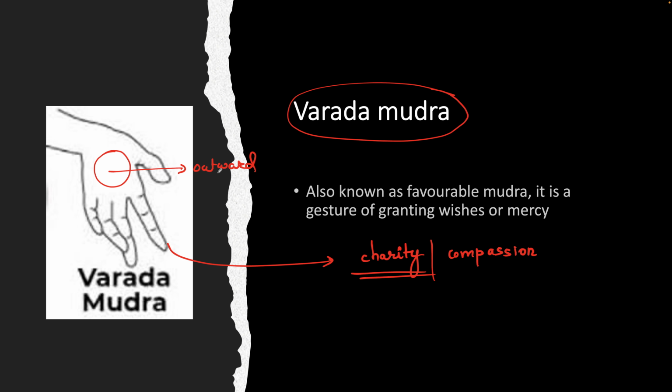So this gesture symbolizes the act of giving and represents the quality of generosity and compassion. And this is also known as the favorable mudra. It is a gesture of granting wishes or mercy. Now, Varada Mudra is commonly depicted in Buddhist art and is used as a symbol of Buddha's compassion and his teachings on the importance of generosity and kindness.